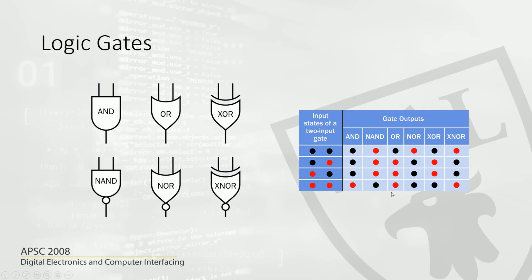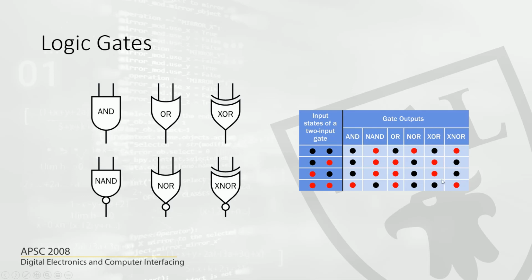The OR gate is either-or. At least one of the inputs has to be turned on to turn the output on. Here nothing is turned on, so it's off. Here B is turned on, so it's on. Here A is turned on, so it's on. Here both of them are turned on, so it is on. NOR is exactly the opposite.